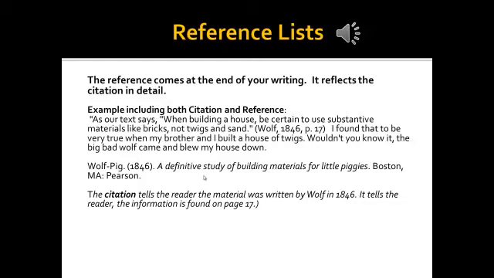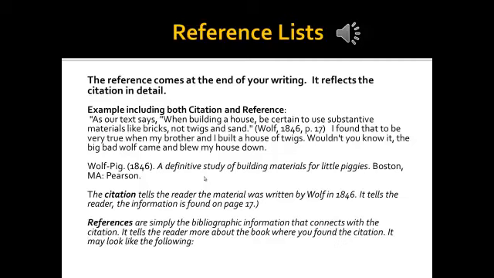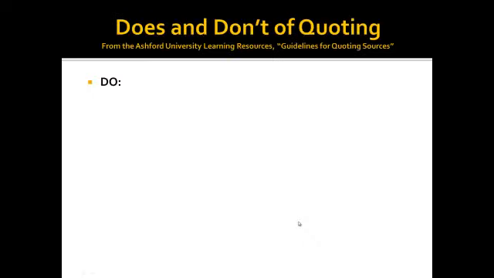The citation tells the reader the material was written by Wolf in 1846. It tells the reader the information can be found on page 17. The references, those are simply the bibliographic information that connects with the citation. It tells the reader more about the book where you found the citation. The writer or the reader can now go back and find it.